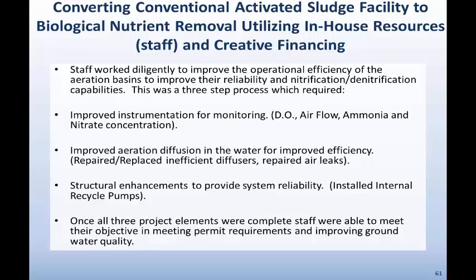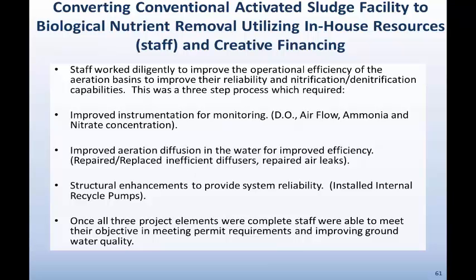One of the things that we did is we focused on improving instrumentation for monitoring dissolved oxygen, airflow, ammonia, and nitrate concentrations. We also focused on the air diffusion system and basically evaluated our aeration system to identify any inefficiencies and repair them, such as replacing inefficient diffusers and repairing any air leaks. Structural enhancements to provide system reliability was another one. We installed internal recycle pumps. Once all three project elements were completed, staff were able to meet their objective in meeting permit requirements and improving groundwater quality.